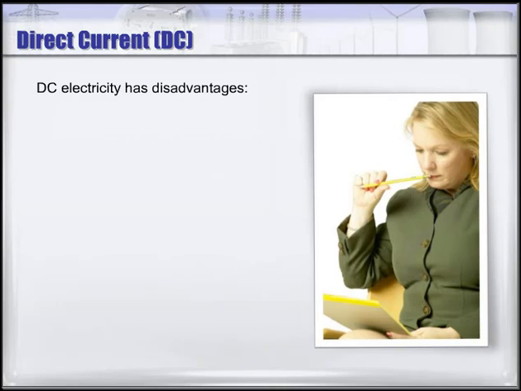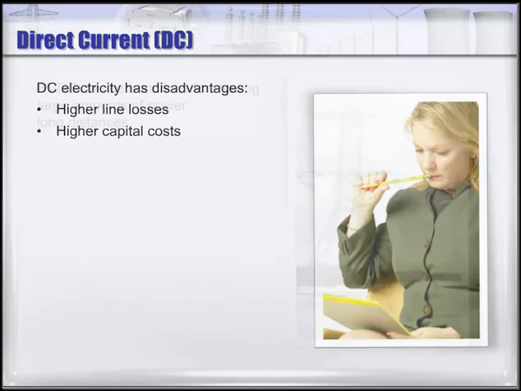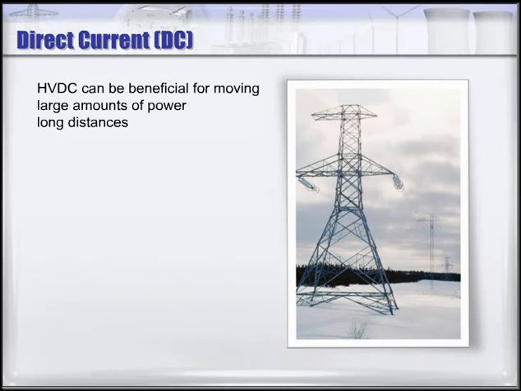While DC electricity can be produced from a large variety of sources and has some advantages due to its simplicity, it also has several economic disadvantages when compared to AC electricity. Chief among these are higher line losses under most conditions and higher capital costs associated with the larger wires that would be required to economically deliver DC power to customers. However, under certain conditions, high-voltage DC transmission lines, or HVDC, can be beneficial and are at times used to move large amounts of power over long distances.